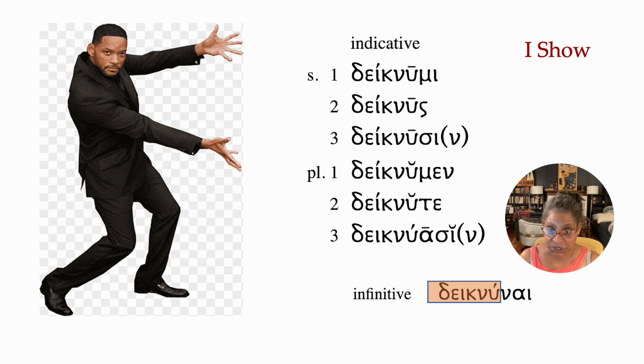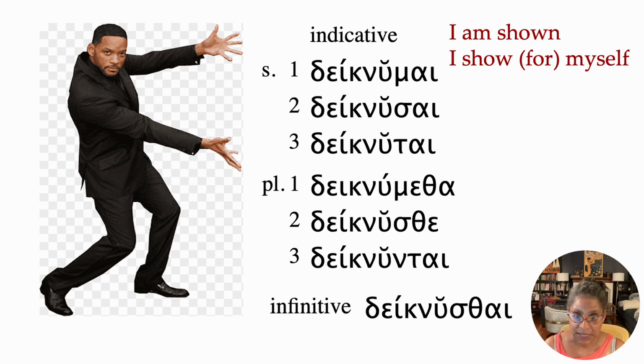Deiknumi, I show, right? Exhibit, I show. And deiknumai, I am shown, or I show off is a good way to do that one. I show myself off. I show for myself, or I show myself. I expose myself. I exhibit myself. I show off. That's going to be the middle passive of deiknumi.